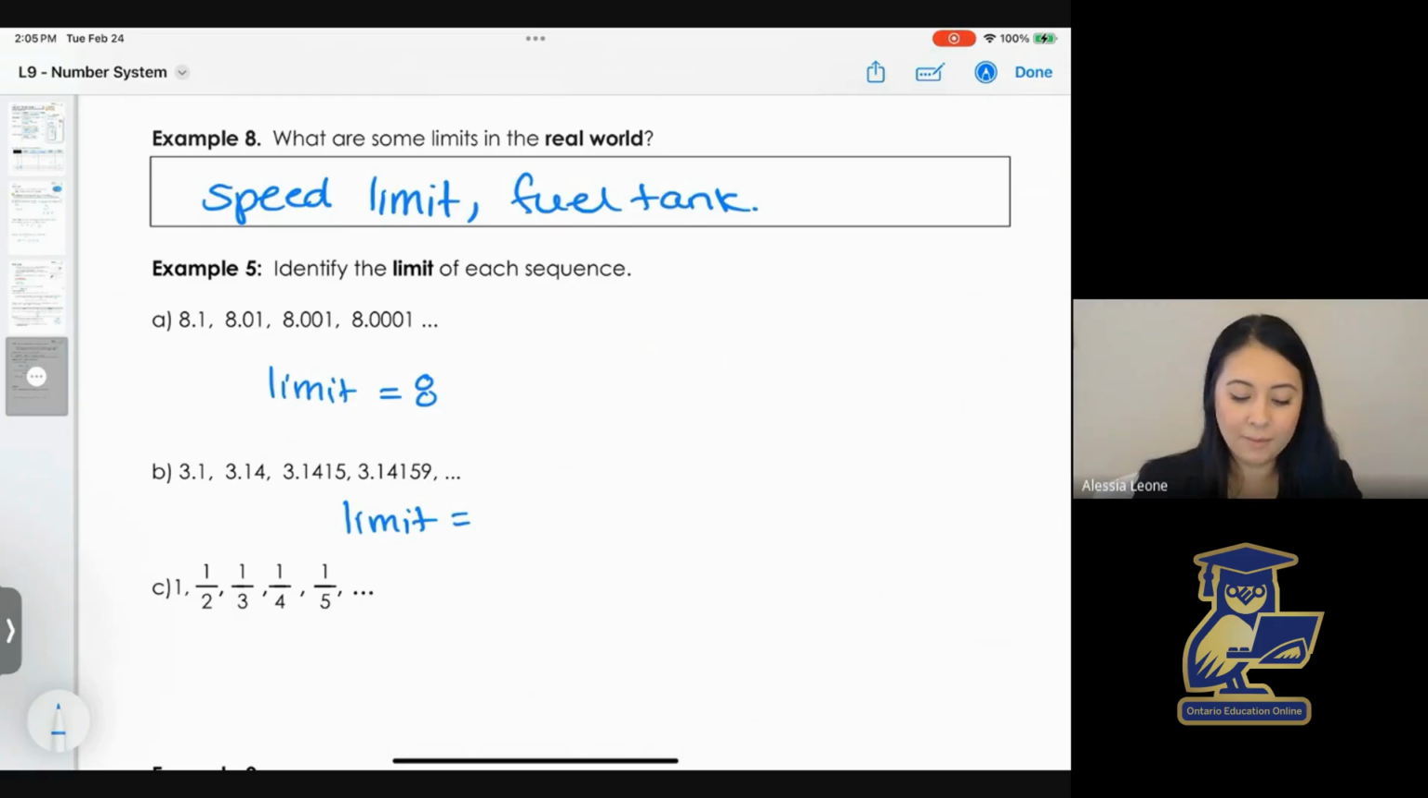In the next one, the numbers are always getting closer to a very familiar number, 3.14, which we know as pi. These numbers, the decimals, keep going on. It's always getting closer to pi. And the last one here, we have 1, a half, a third, a quarter, a fifth. It's getting smaller and smaller until it will reach 0. The limit is 0.